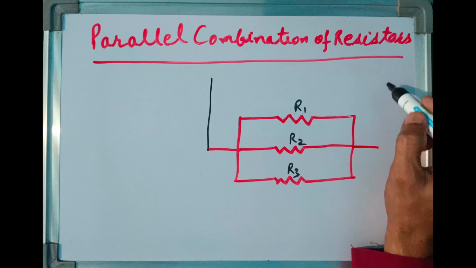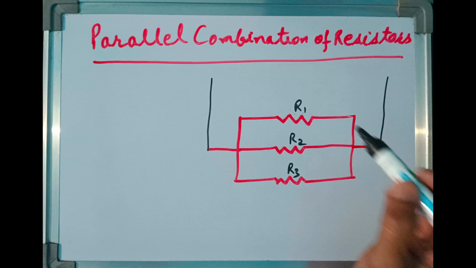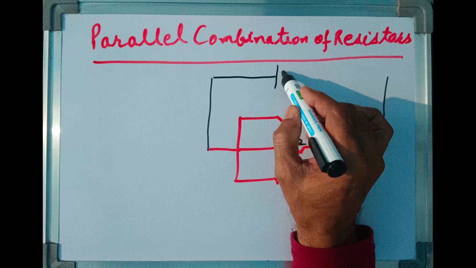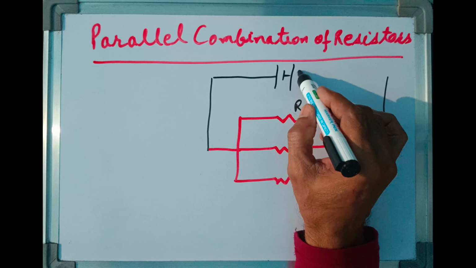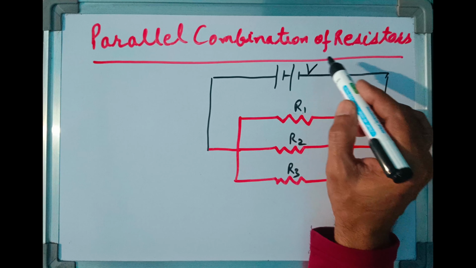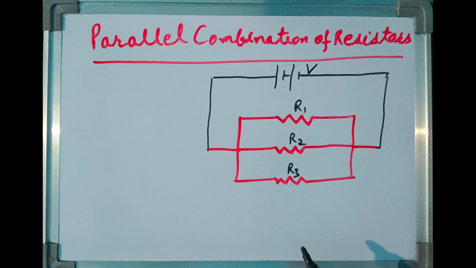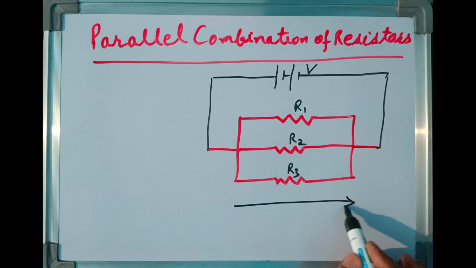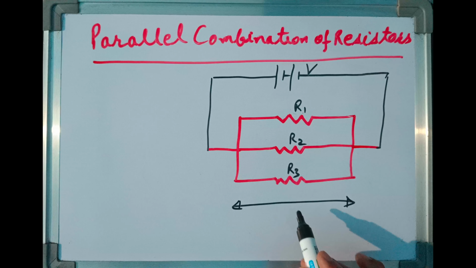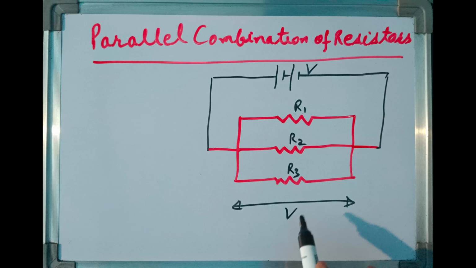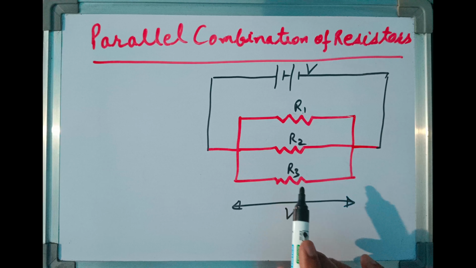Let us connect the common terminals of the three resistances to a battery having a potential of V volt. We call this potential of the battery V volt. So it is clear from this figure that the same potential will appear across all three resistors. R1, R2 and R3 will all have the same potential difference across their terminals.